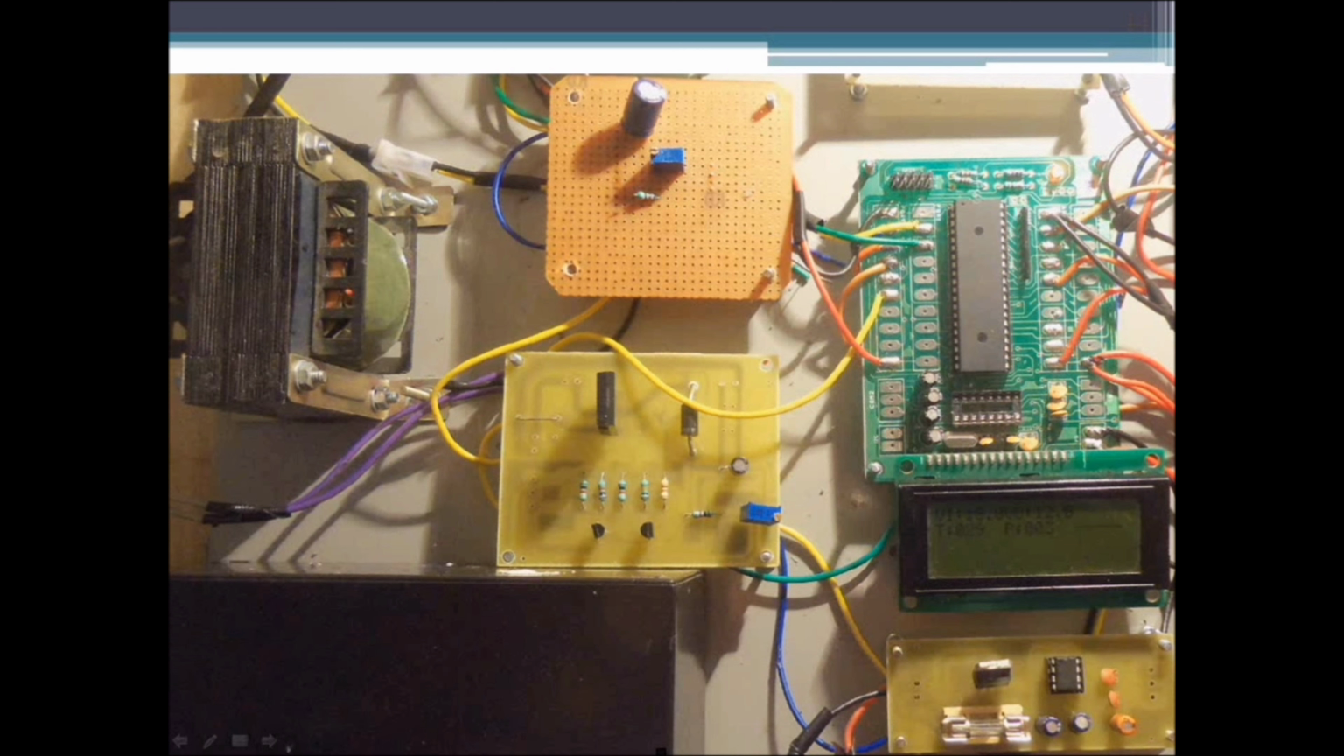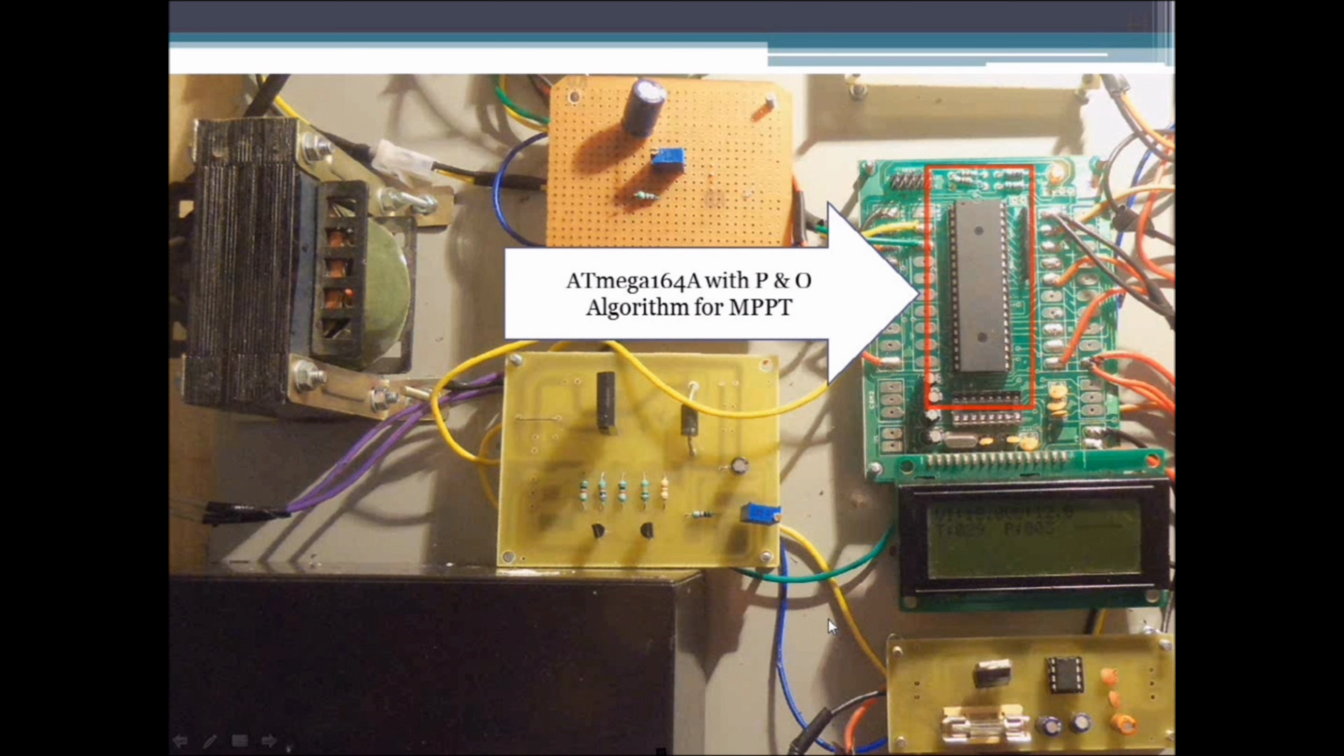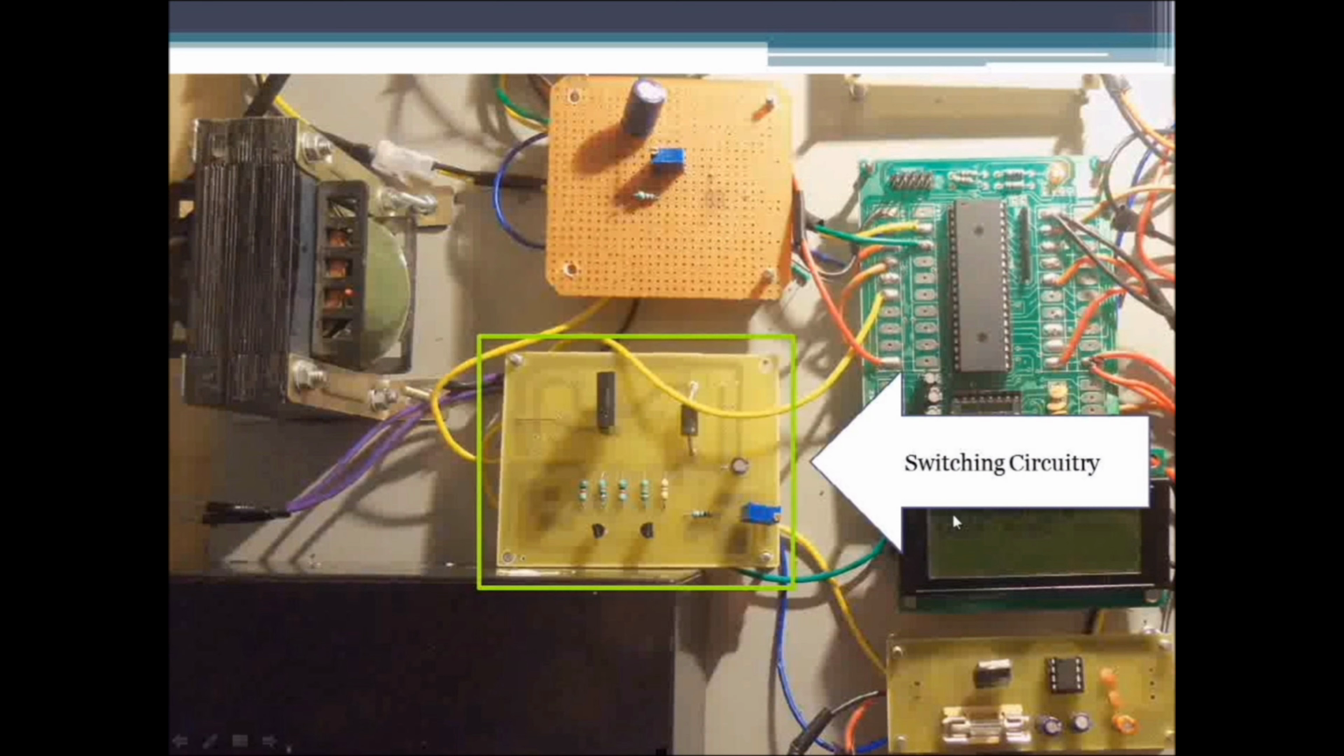This is the hardware for the optimized solar energy harvester system. The solar panel is not shown here. The solar panel is attached to this board. We will see the components one by one. This is the microcontroller, which is the Atmega 164A microcontroller. In this, the perturb and observe algorithm is written through embedded C coding.